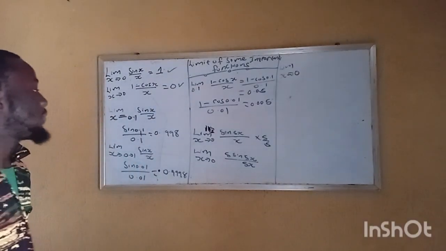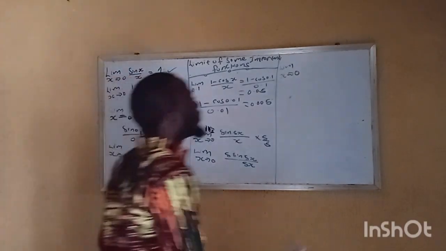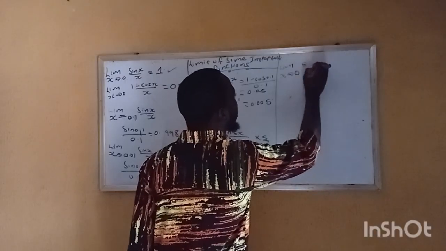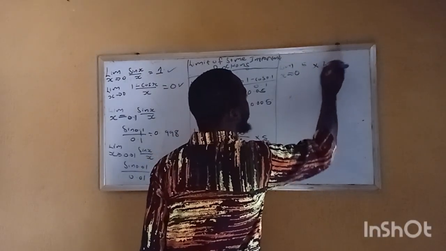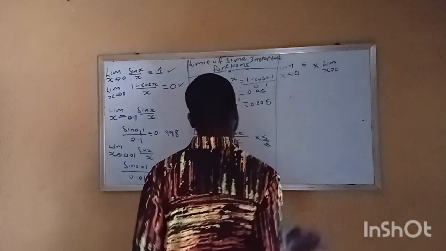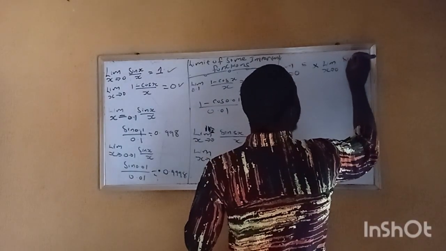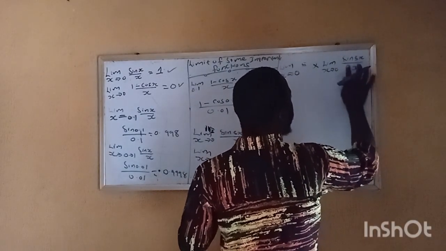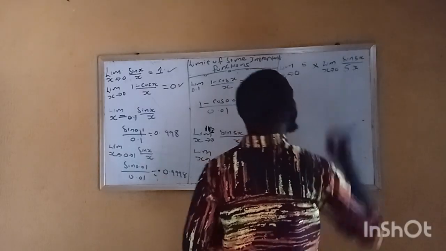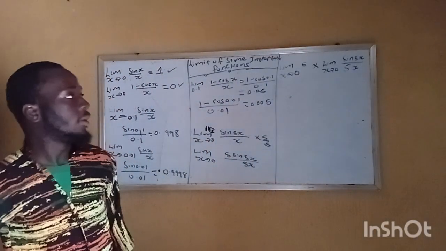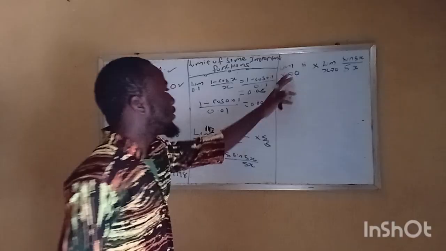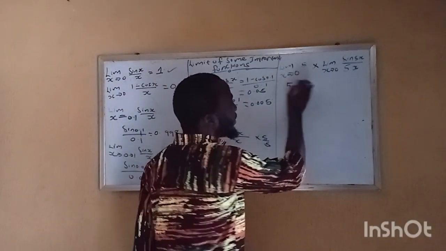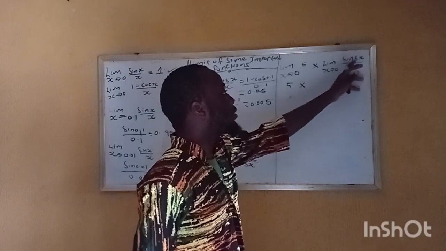Limit of x tends to 0 of 5, right? Multiply by what? Limit of x tends to 0 of sine 5x over 5x, from the rule, from the basis of limit over 5x. So this one is an ordinary constant, so it will still remain the same. 5 times limit of x tends to 0 of sine 5x over 5x.